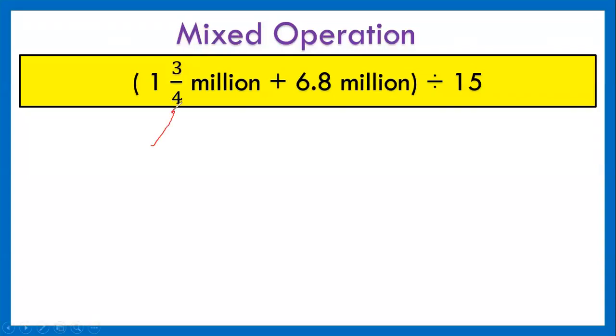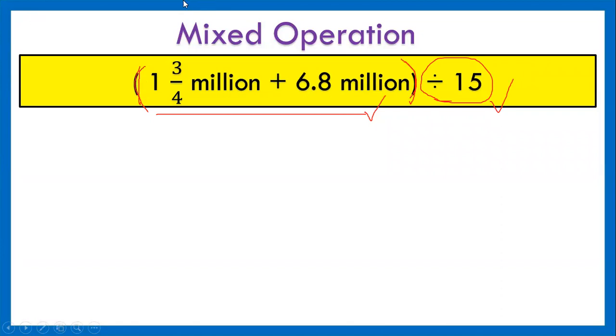1/3 million, this is a fraction of a million, plus a decimal million, and divide by 15. So look at our question carefully. You see a bracket. Can you see a bracket here? Of course, inside the bracket is an addition, but the bracket itself tells us that we have to do this first. We have to answer this first, and then only we divide by 15. The bracket is the most important one, so you do this first.